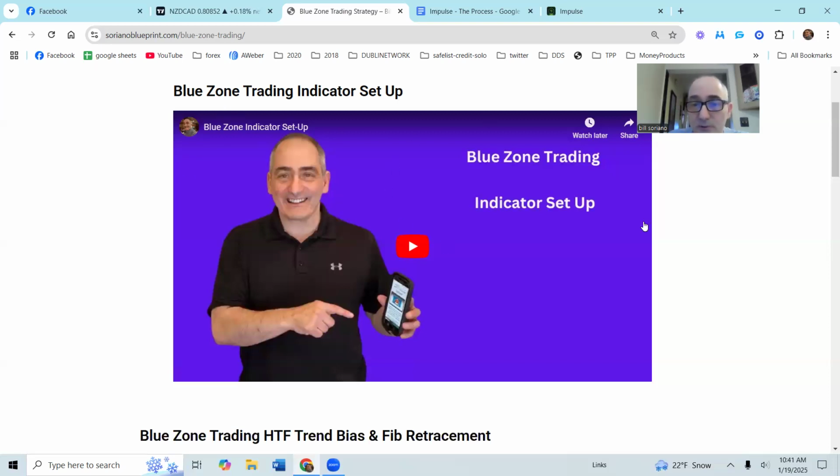This shows you the two indicators that we use: the moving average indicator, the DeLorean EMA. That's an indicator you can put on TradingView for free that gives you 5 EMAs.